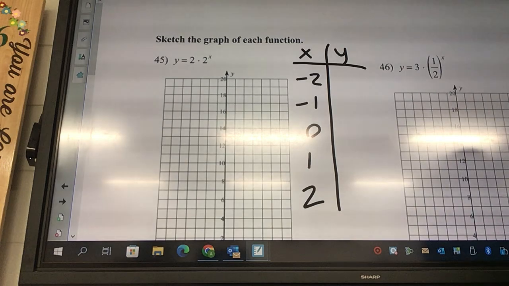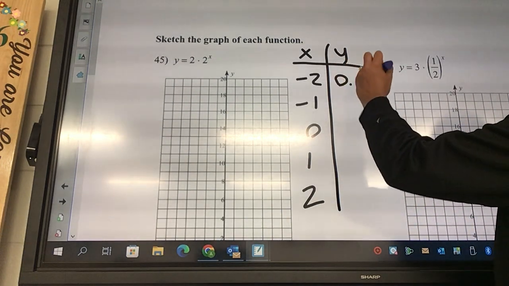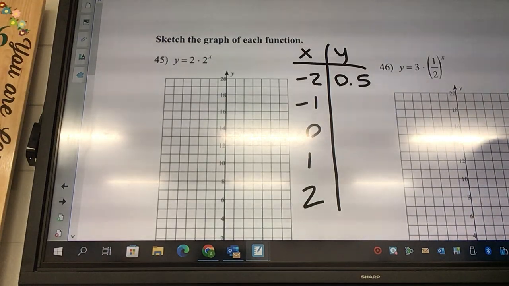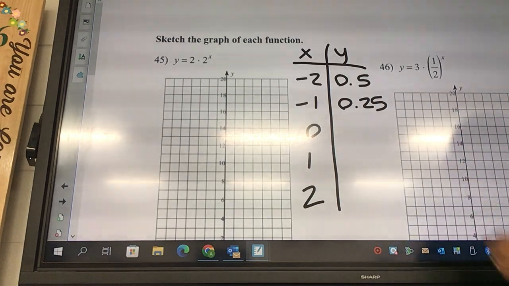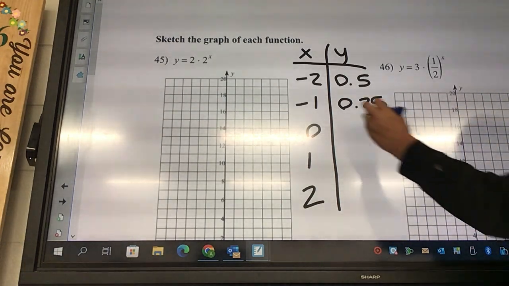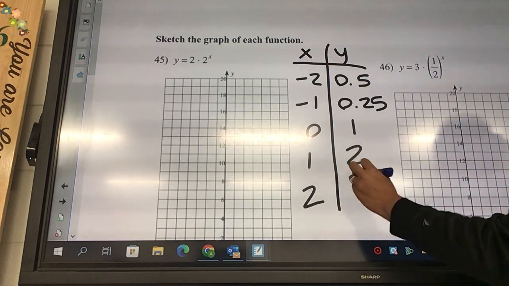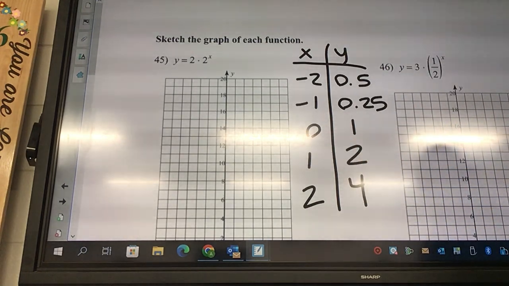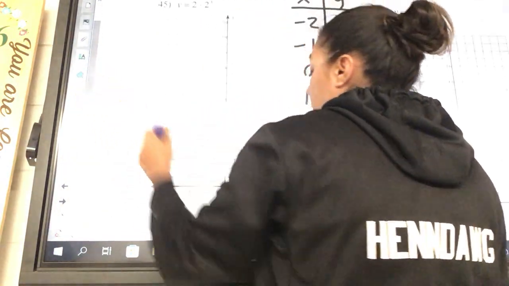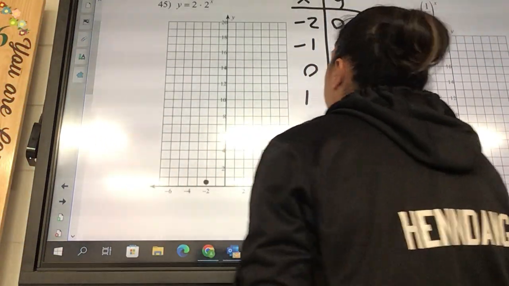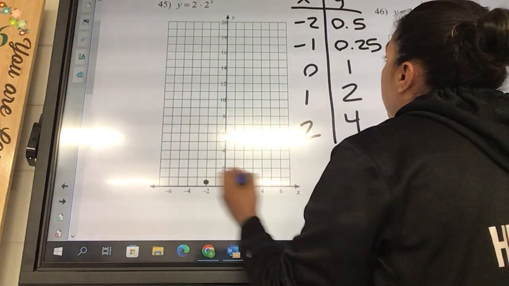What do you guys got for -2? 0.5. -1? 0.25. 1? 4. Okay, so at -2, we're here at 0.5. -1 is, something's not right.